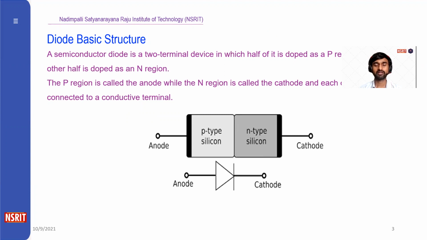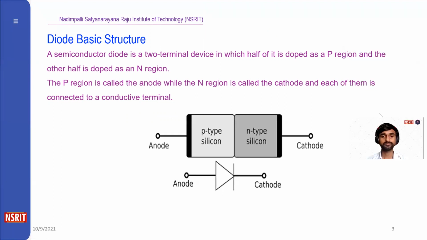The meaning of ohmic contacts is they do not have any resistance drop or they do not give any sort of resistance. Okay, they freely allow conduction. So two ohmic contacts are connected, one to a p-type material and the other to an n-type material. And this p region, or the p-type material, is generally referred to as the anode and the n-type region is generally referred to as the cathode. So this anode and cathode are connected to ohmic contacts. Now, this is the basic structure of a diode.